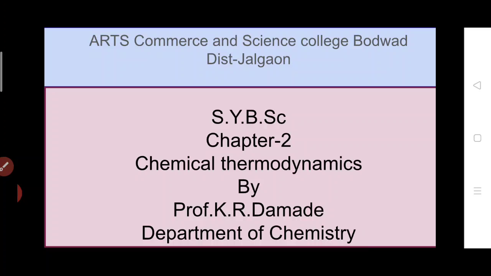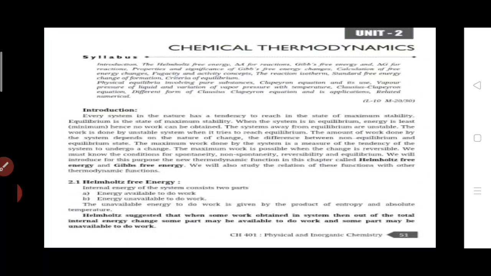We are learning the topics from chemical thermodynamics. Chemical thermodynamics we have discussed already, and it includes the free energy. We have already learned what free energy is. Free energy is the energy available to do work. In this chapter, we will learn two types of free energy, Helmholtz free energy and Gibbs free energy.